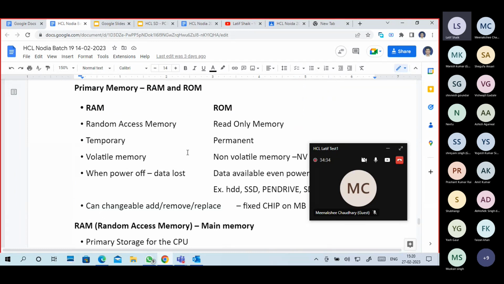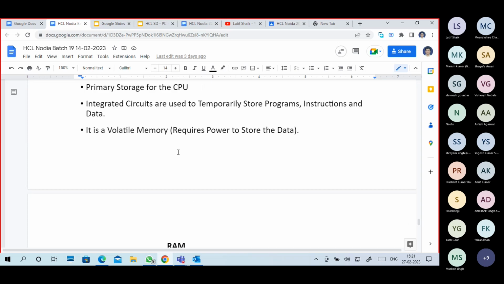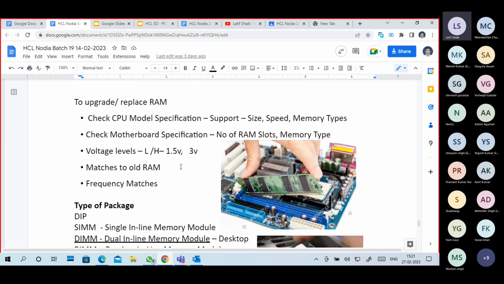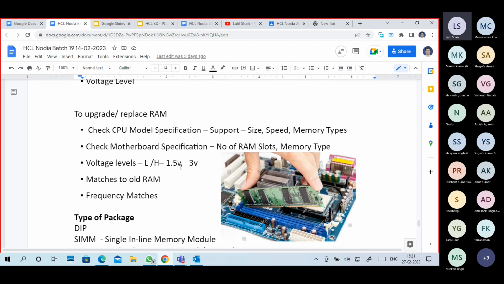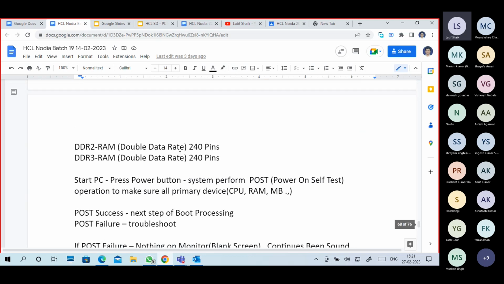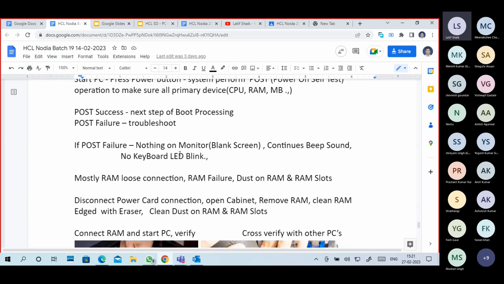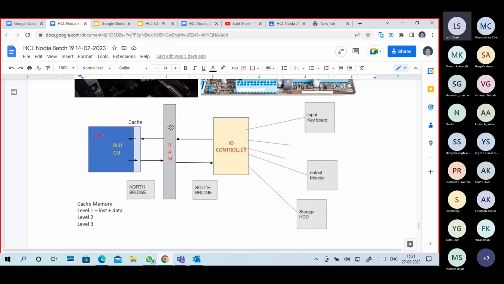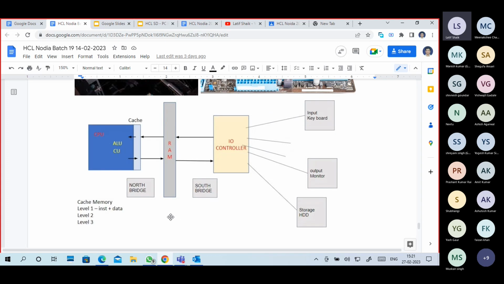That means thermal paste it is. And what is the difference between RAM and ROM? What is volatile and non-volatile? About RAM, different models of RAM, how to upgrade or replace the RAM. Okay, so different RAM packages also we discuss. What if there is a RAM failure, what will possibly happen, and how to clean the RAM. And where is the RAM located, RAM function also we discuss.